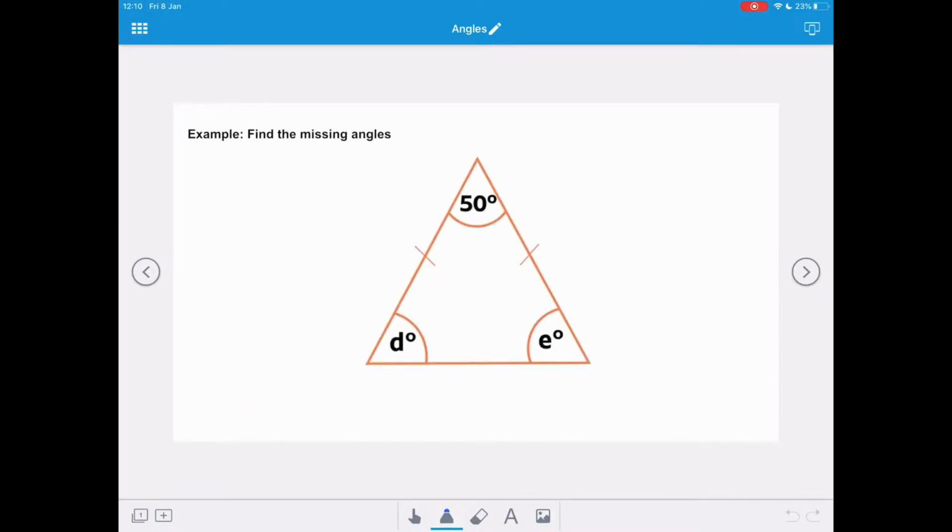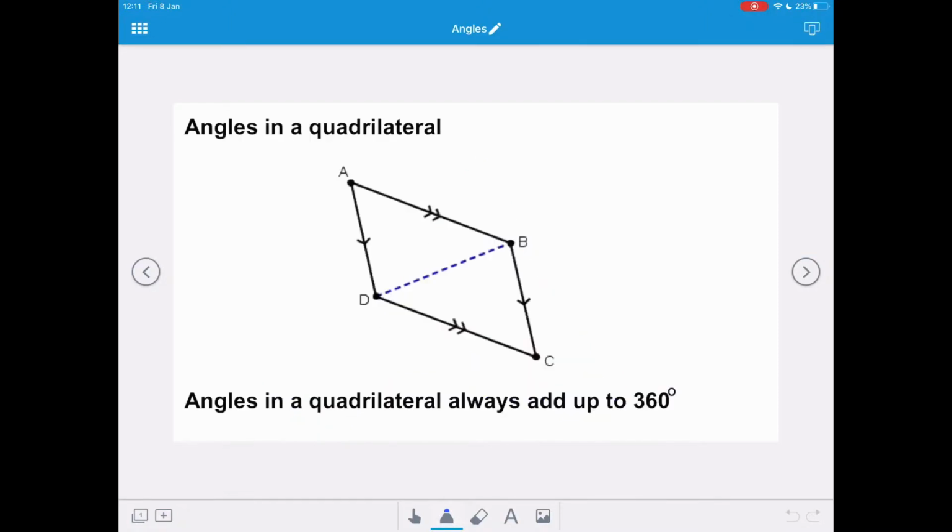Our next example, we're finding missing angles in an isosceles triangle. So our base angles are equal because we've got two equal sides. So D plus E is going to equal 180 take away 50, and that gives us 130 degrees. Now we know that D equals E, and so we need to split it in half, and so 130 divided by 2 is going to give us a value of 65 degrees for both.